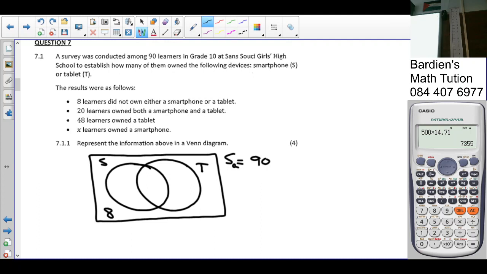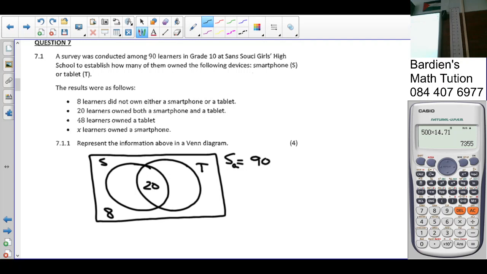Okay. 20 owned both a smartphone and a tablet. I know some of you own more than one tablet, no? More than one smartphone also. You guys give for the 8 you don't have. Like, I don't have a tablet. No? So you can give me. I'm joking, I don't. Right. People, 20 own both. Where does that go? In the middle.